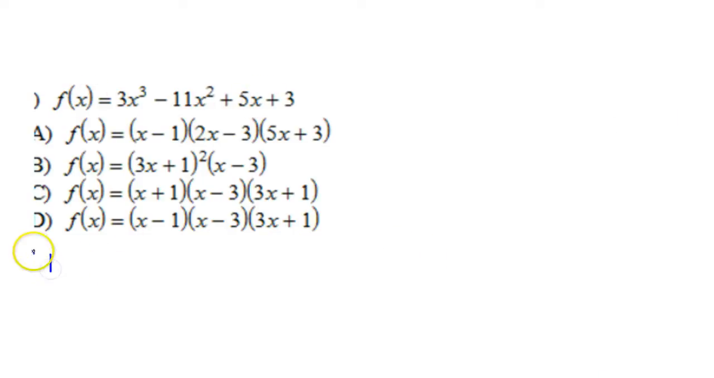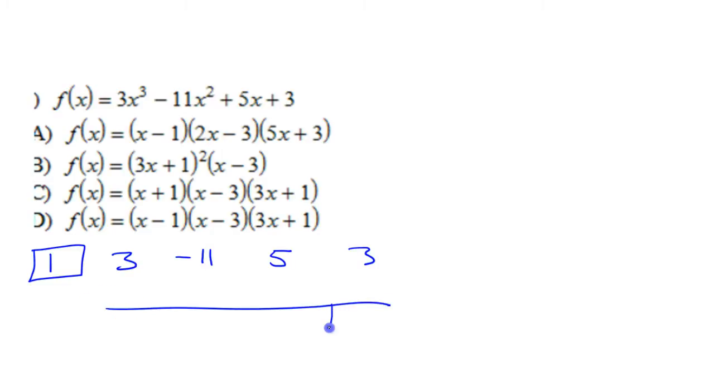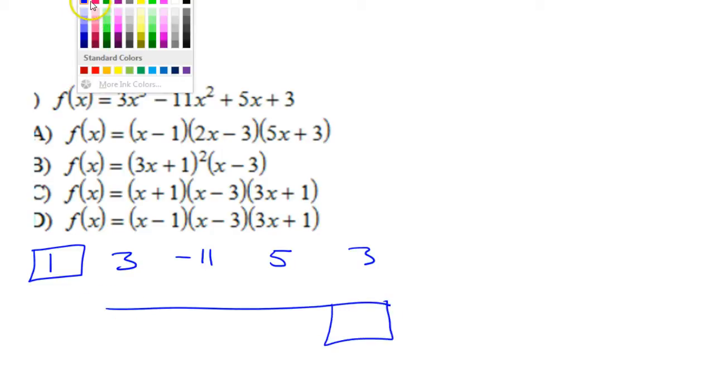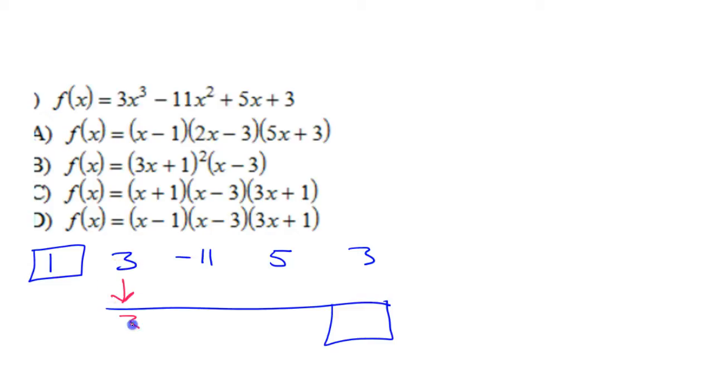When I find a 0 or a root, I use my synthetic division to factor. So my coefficients here are 3, -11, 5, and 3. You bring the first number down and you multiply. 3 times 1 is 3. That's going to give me -8. -8 times 1 is -8. That is -3 when you add these. -3 times 1 is -3, and that's 0.